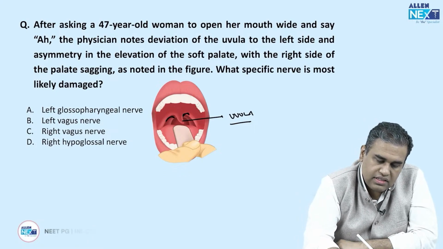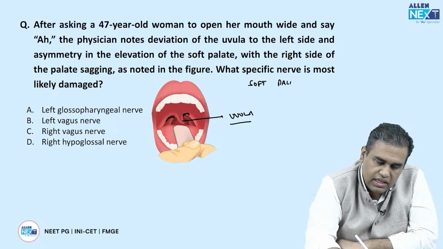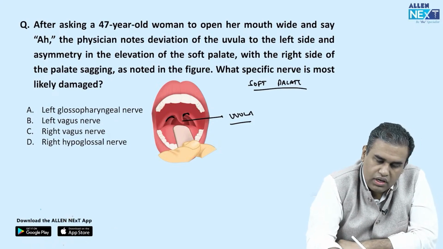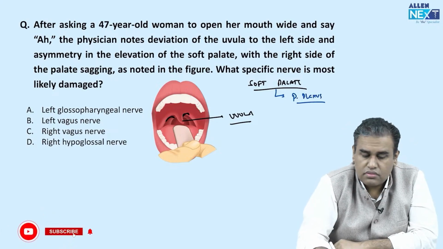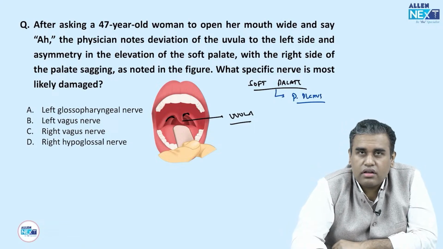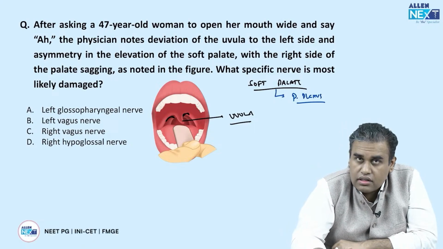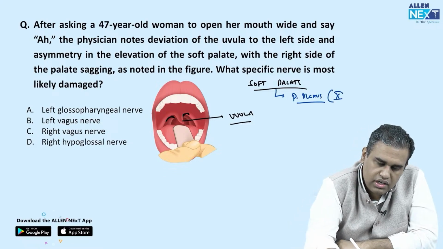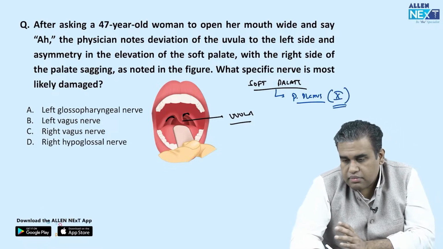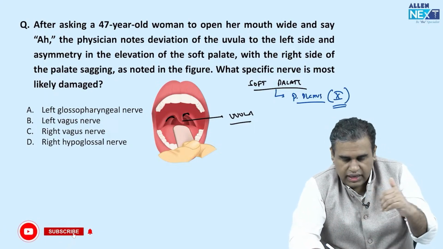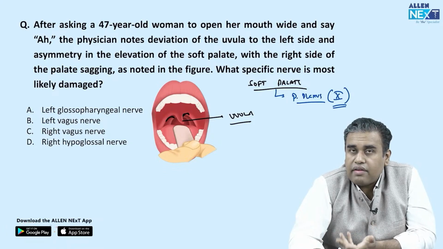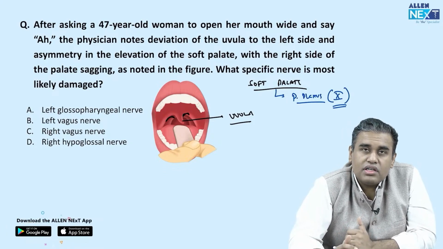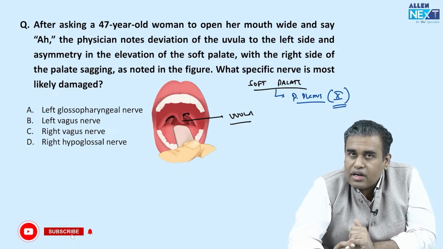So uvula and palate, they are basically referring to which area? Anatomically, they are referring to the soft palate. And what is the motor supply of the soft palate? Basically, it is the pharyngeal plexus, barring one exception, the tensor palatini, which is supplied by the mandibular nerve. But most of the muscles are supplied by the 10th nerve. So the pharyngeal plexus itself has a motor component of the vagus nerve. Now, the things are being shifted to the left side. The right side of the palate is sagging and the uvula is pulled to the left side. It means that on the right side, the muscles are not getting proper innervation. It means the right side nerve is having some problem. Which nerve? Vagus nerve. So it is the problem with the right vagus nerve.